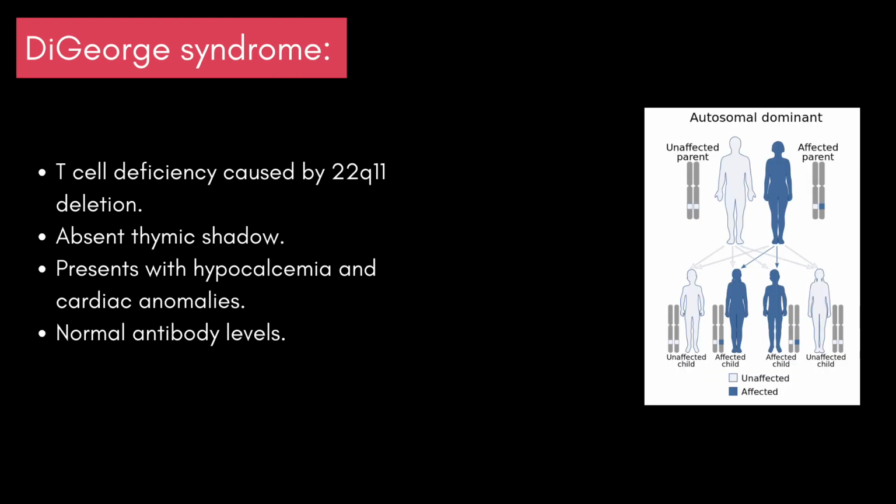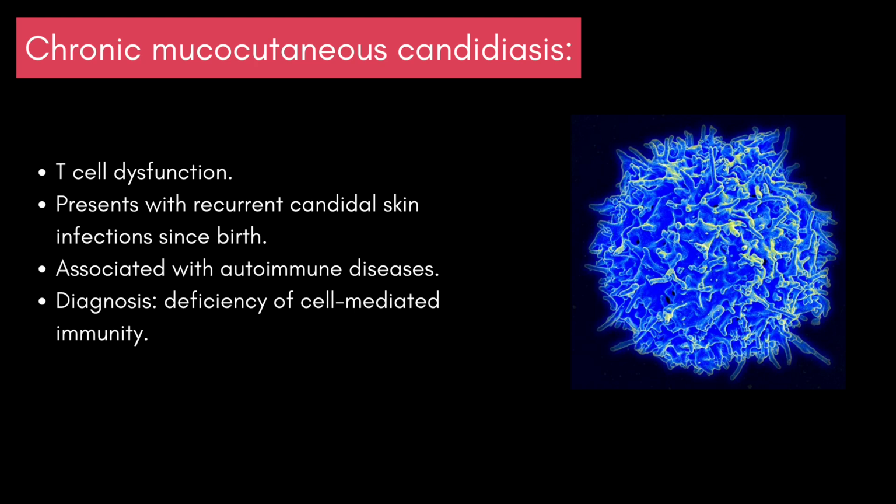Moving on. Next, let's take a look at DiGeorge syndrome, T-cell deficiency caused by 22q11 deletion. Absent thymic shadow, presents with hypocalcemia and cardiac anomalies. Normal antibody levels. Moving on. Next, let's take a look at chronic mucocutaneous candidiasis, T-cell dysfunction, presents with recurrent candidal skin infections since birth. Associated with autoimmune diseases. Diagnosis, deficiency of cell-mediated immunity.